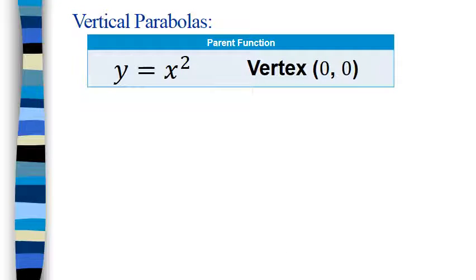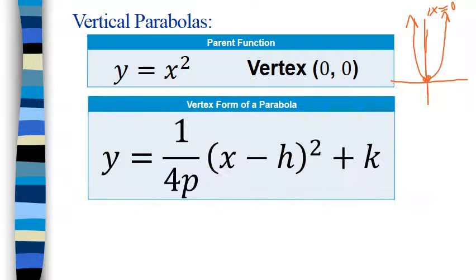Let's take a look at the formulas. So y equals x squared is the parent function of a vertical parabola with a vertex at (0, 0) and an axis of symmetry at x equals 0. No stretch or shrink, and the vertex is at (0, 0). If we want to transform that, the distance between the focus and the directrix is what helps us find our vertical stretch or compression. So we take 1 over 4p, where p is the distance between the vertex and the focus, and then we still have our (x minus h) quantity squared, and then plus k.